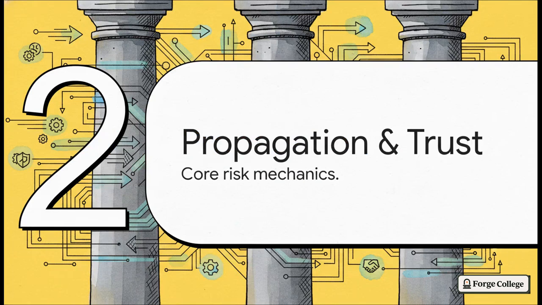Moving right along to Section 2, propagation, settlement, and trust. These are the core mechanics dictating your operational risk. Think of these as the three mechanical, load-bearing pillars of our system design. They determine exactly how fast the network sees a transaction and how likely it is to actually be finalized.